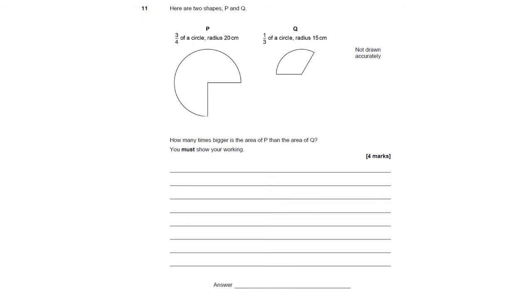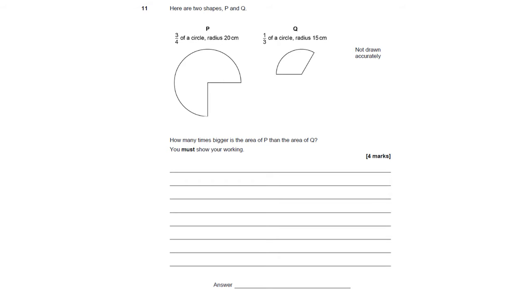Question 11. Here are two shapes, P and Q. P is 3/4 of a circle of radius 20 centimetres. Q is 1/3 of a circle of radius 15 centimetres. How many times bigger is the area of P than the area of Q? We must show our working.